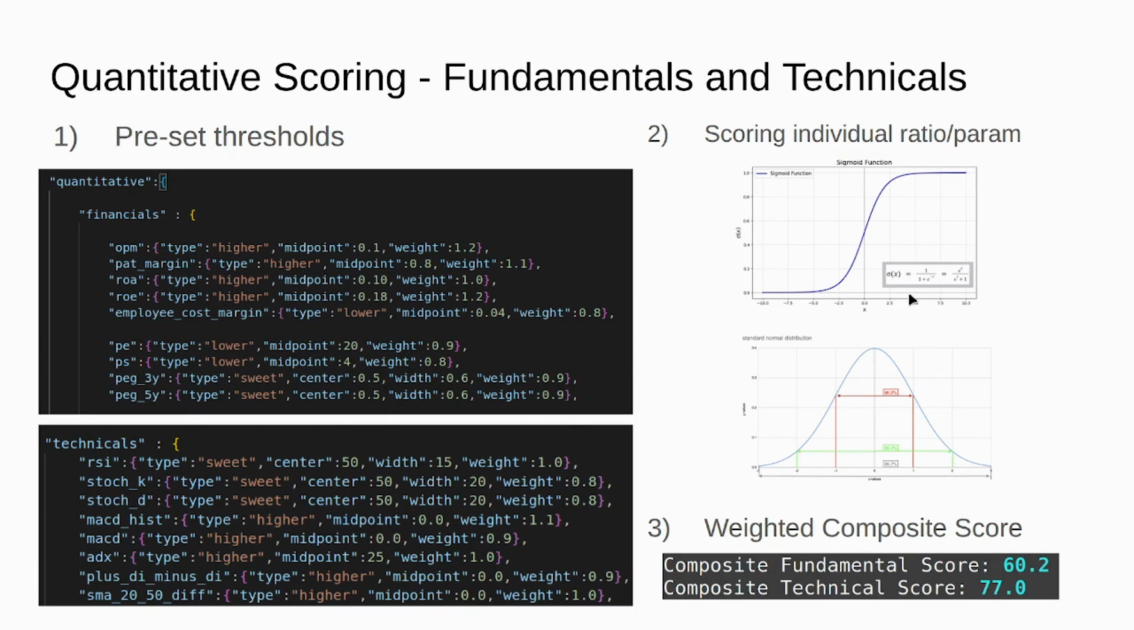For example, we have a parameter OPM, which is the operating profit margin. We define a midpoint, which is our preferred standard value for OPM. For a stock X, we will map its OPM onto the sigmoid curve. Now, as you can see on the graph, if that value is greater than our midpoint, it will lead to a higher score. If it's lower, then a lower score. This was an example in which we would like the ratio to have a higher value. Such ratios have type equal to higher.